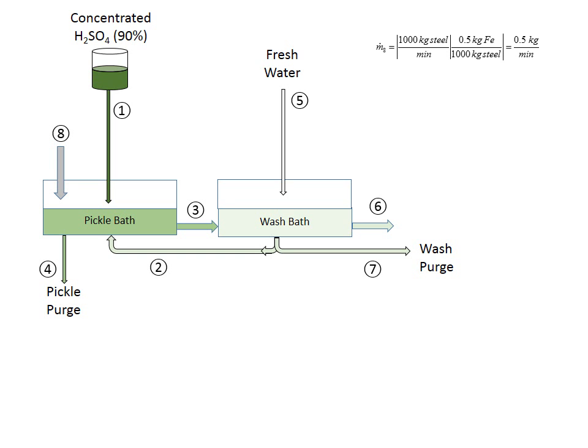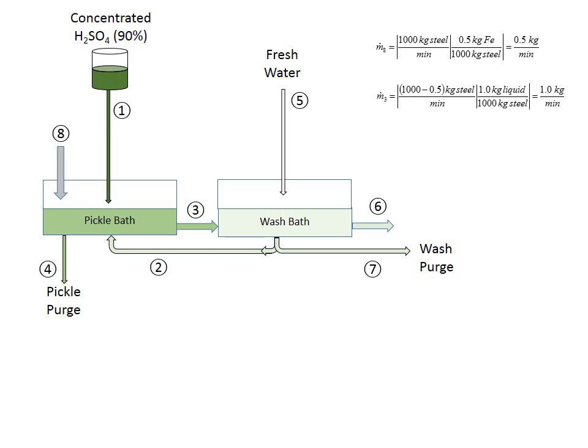Let's take a look at some of our mass flow rates that we do know. The stream of number 8 would be the 1,000 kilograms of steel per minute. Of that, there is 0.5 kilograms of iron dissolved for every 1,000 kilograms of steel processed. So the mass flow rate of stream 8 is 0.5 kilograms per minute.